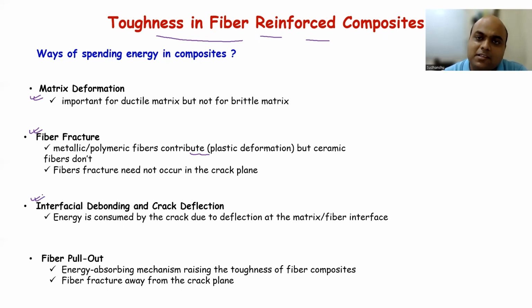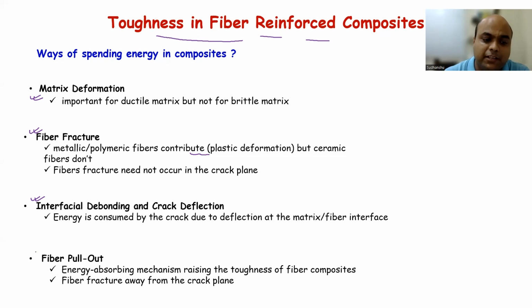And this happens especially when you have a weak interface. So if you have a crack, it is propagating, and as soon as it sees an interface which is weak, you are going to observe interfacial debonding first, and then the crack will be deflected at the interface. And when this happens, you are going to spend some energy in the debonding as well as deflection of the crack. That means you are going to enhance the toughness of the composite. You are going to consume some energy by debonding and crack deflection.